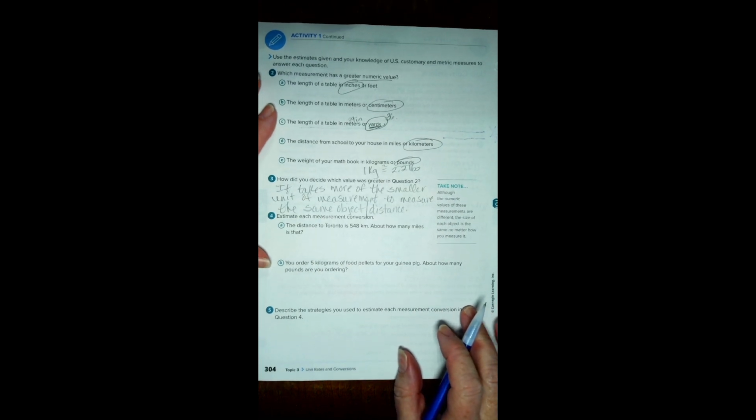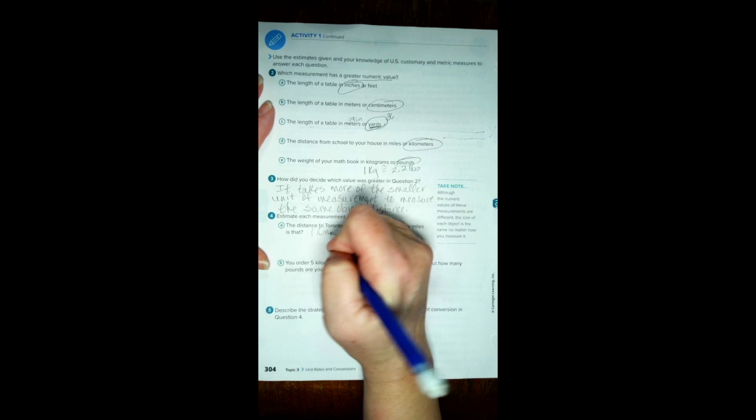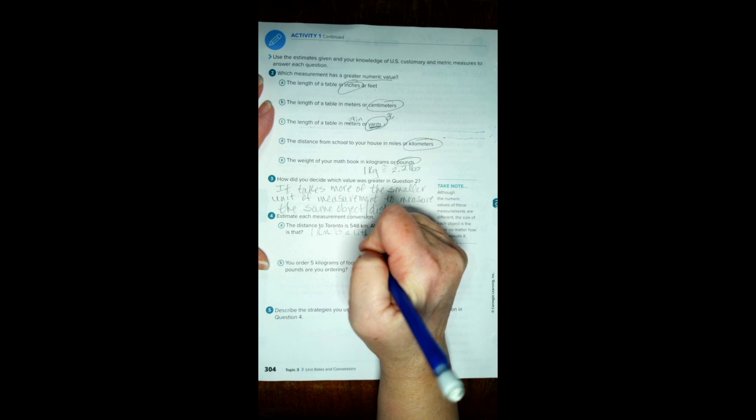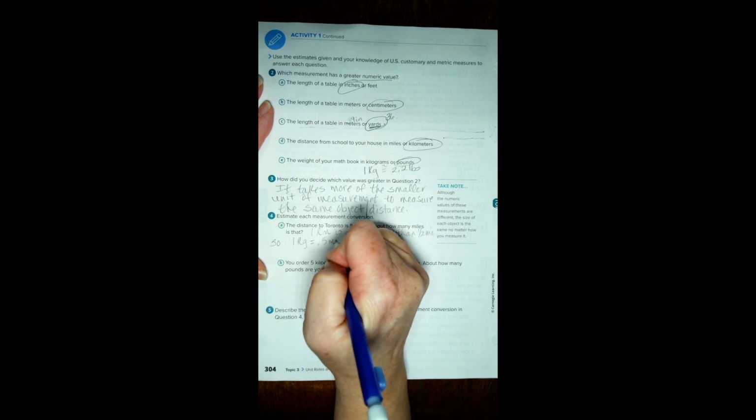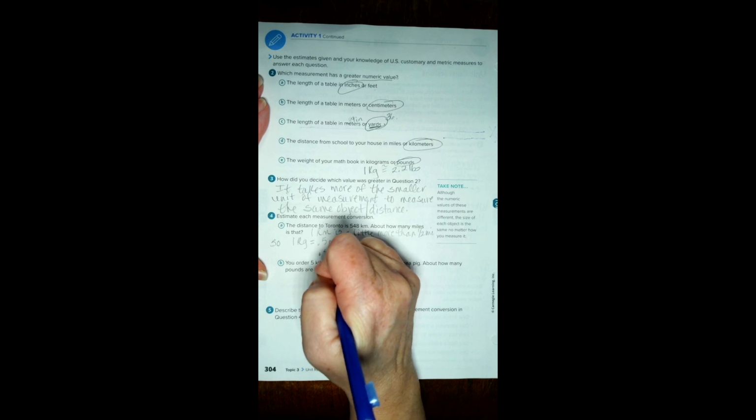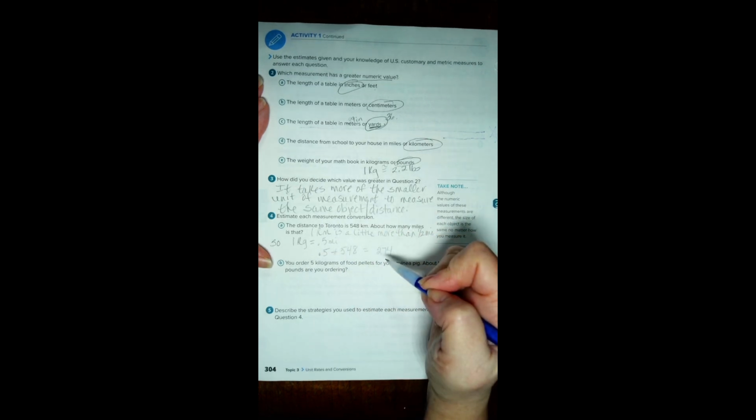Estimate each measurement conversion. The distance to Toronto is about 548 kilometers. About how many miles? So from page 303, we know that 1 kilometer is a little more than half a mile. So if 1 kilometer is about 0.5 miles, then we could do 0.5 times the 548, and we would get 274. So 548 divided by 2, or times 1/2.